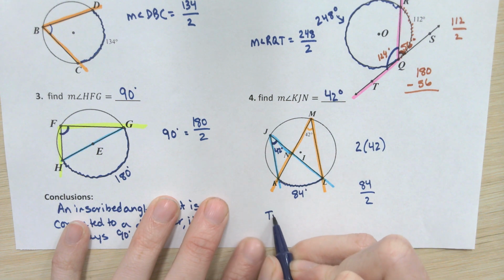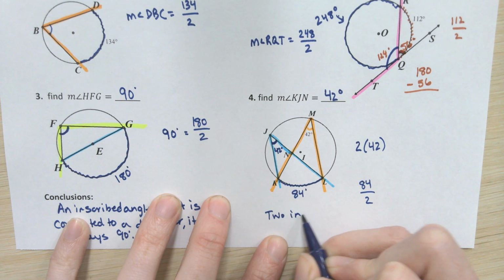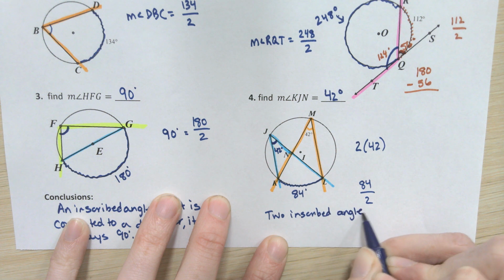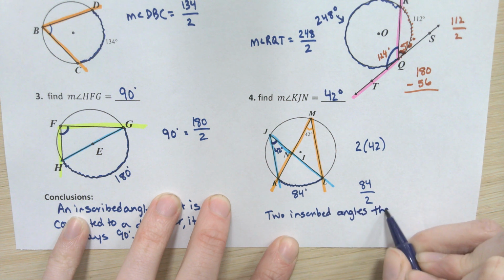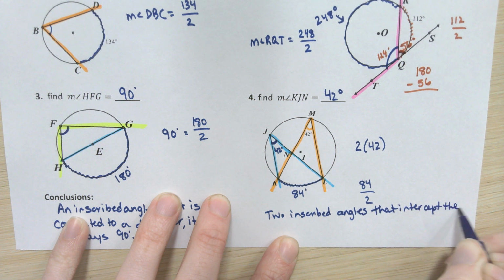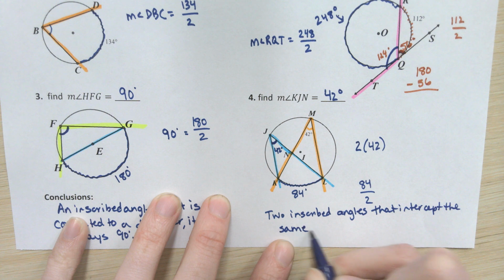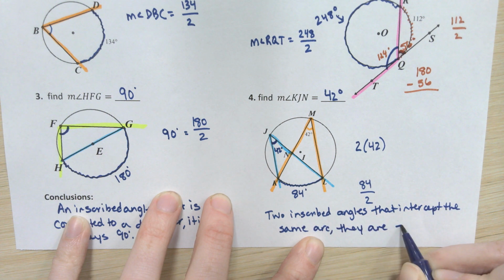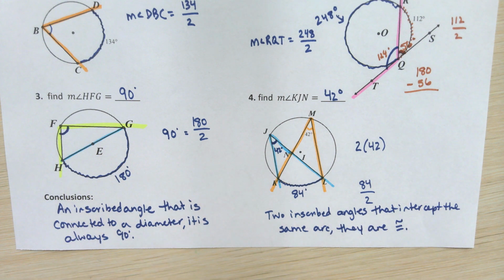So if we have 2 inscribed angles, 2 angles that have vertices on the circle that intercept the same arc, they are going to be congruent. There's no other way around it.